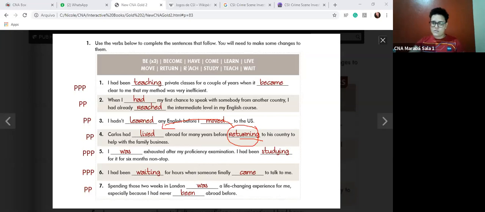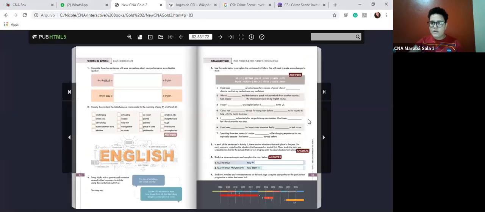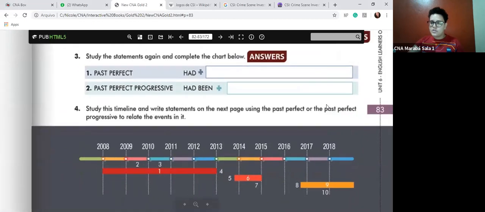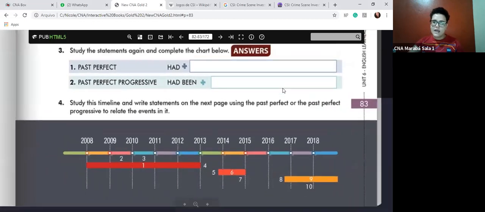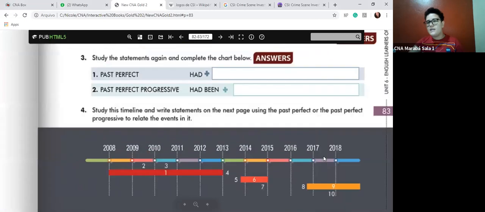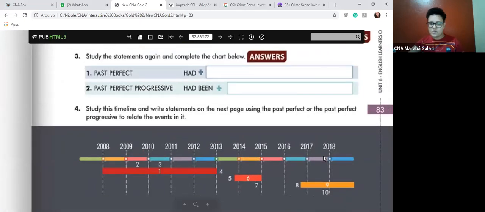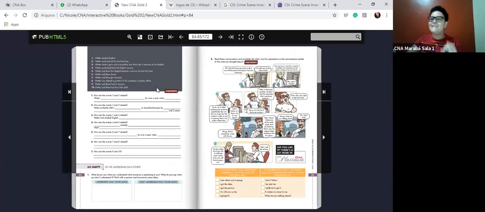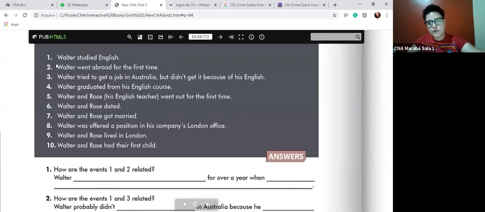So this is it, past perfect and past perfect progressive. And now, I don't think we will have time to finish the activity, but I will explain, and if you want, you can finish at home. On part 4, we have a timeline with years, so 2008, 2009, 2010, and so on, until 2018. So we have a timeline of 10 years. And on the next page, on page 84, we have 10 sentences. And the numbers of the sentences are related to the years.